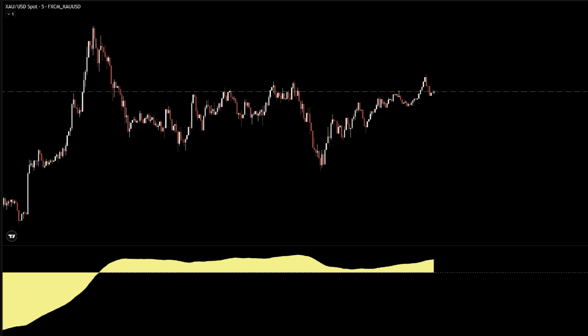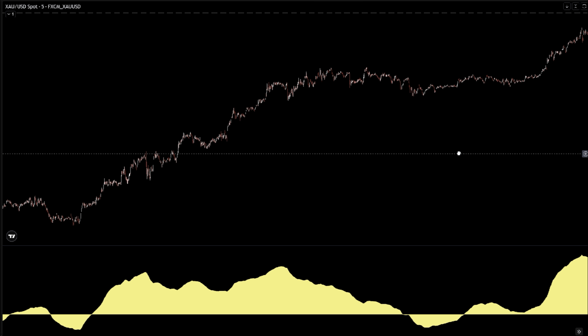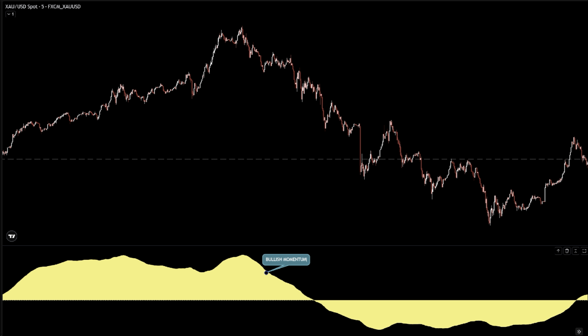And here's the key concept you need to burn into your brain for this day trading system. When this yellow area is above the zero line, momentum is bullish. When it's below zero, momentum is bearish. That's it. That's your permission slip. If momentum is bearish and you're thinking about buying, stop. If momentum is bullish and you're thinking about selling, stop. This technical analysis approach just saved you from half of the losing trades you would have taken.